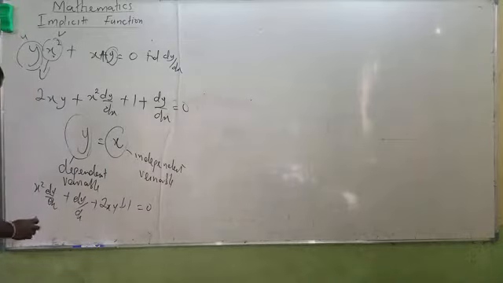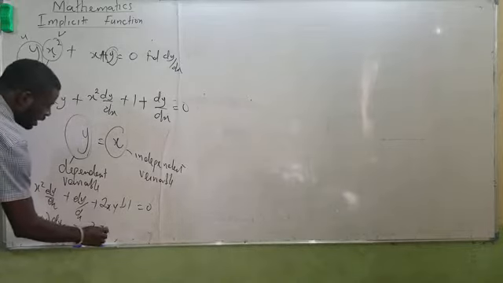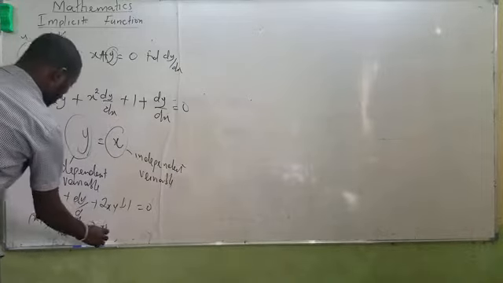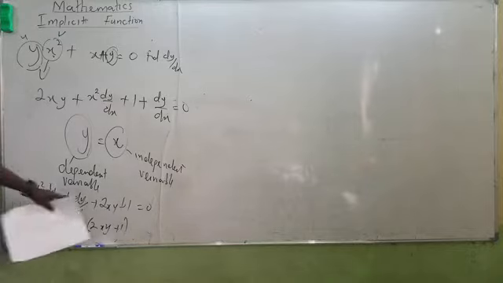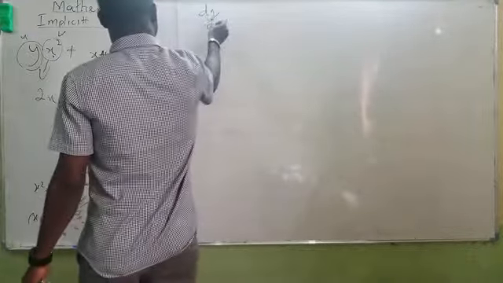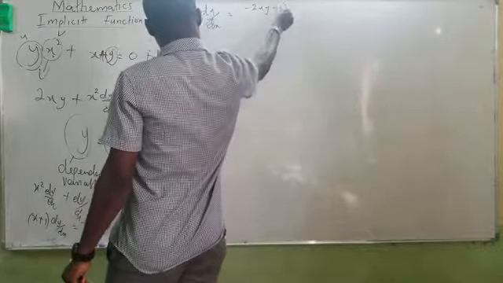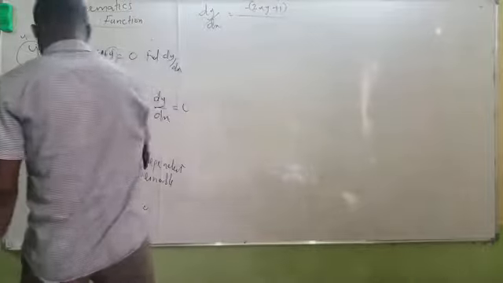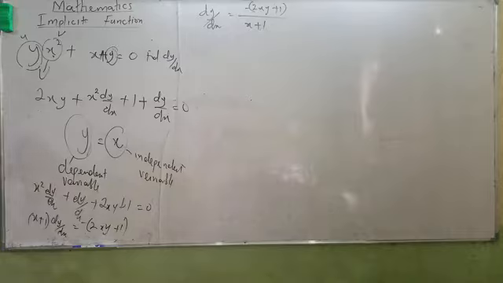Now, I can say that (x squared plus 1) times dy/dx equals the bracket of minus (2xy plus 1). This goes to the other side, so I'll have dy/dx equals minus (2xy plus 1) divided by x squared plus 1. That is what that will give us. That is all about that.